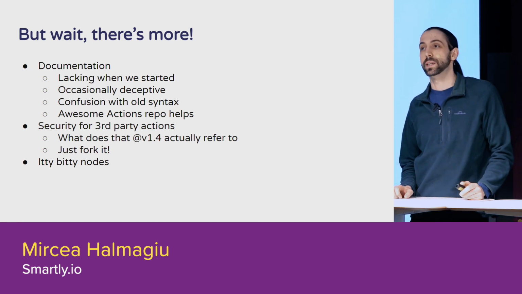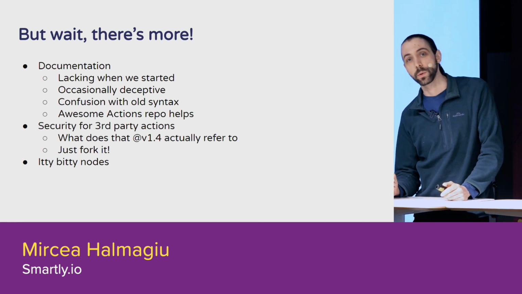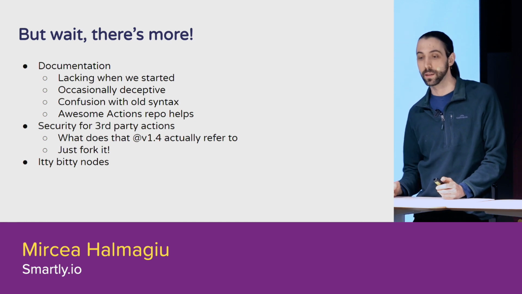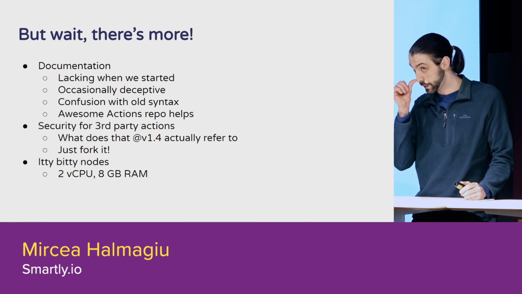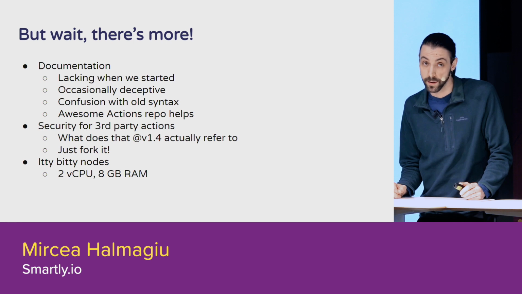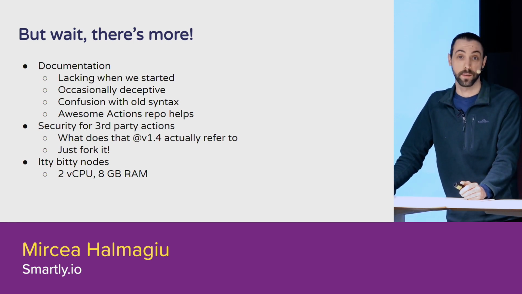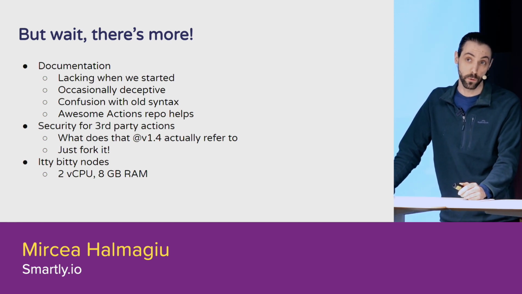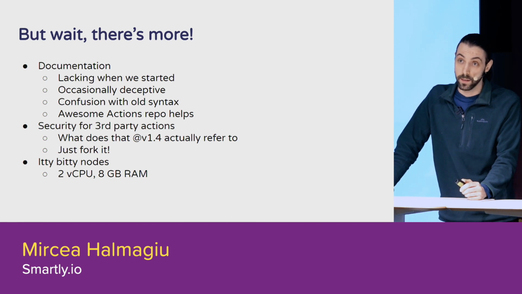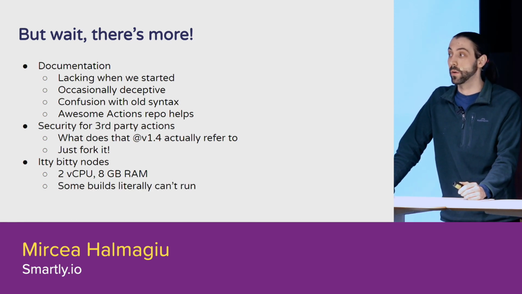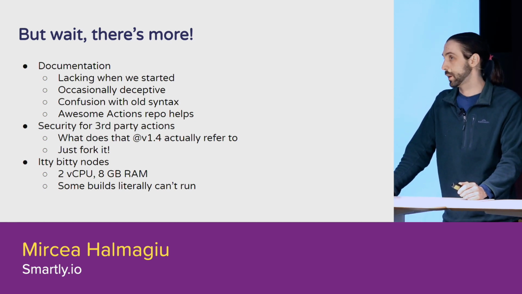The other issue is itty-bitty nodes. So I mentioned we had fairly beefy CI nodes. Well, these ones are 2 vCPUs and 8 gigs of RAM. That's a slight difference from 16 vCPUs and 64 gigs of RAM. And this literally means that some builds can't run within the time limit, nor would we actually want them to. Things that take hours instead of minutes, not the direction you want to go in.